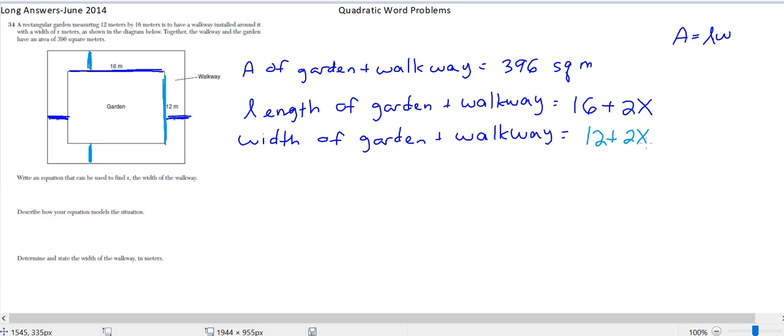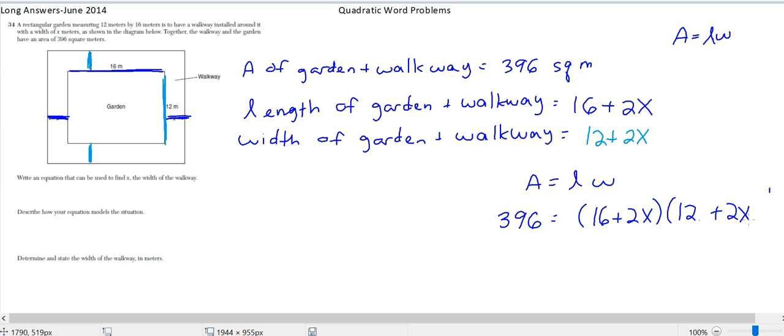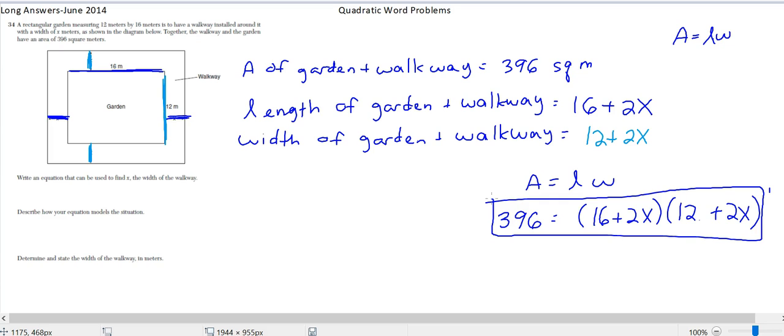So now we have everything to fill in our equation. Area is equal to length times width. So area is 396 square meters, is equal to the length, which is 16 plus 2x, times the width, which is 12 plus 2x. So this is our equation. Next part of the question is describe how your equation models the situation. The area of the walkway and the garden is the length of the garden plus the walkway times the width of the garden plus the walkway. And determine and state the width of the walkway in meters.